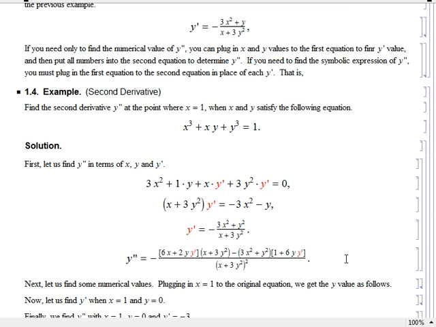But here, if you look at the problem, you're not asked to find y double prime in terms of x and y symbolically. It asks you to find the value when x equals 1, so you'll have to plug in x equals 1. The key is, of course, plugging in the number after taking the derivative, because if you plug in a number in advance and then take the derivative, the numbers will generate a bunch of zeros because the derivative of any constant is 0, so that's not right.